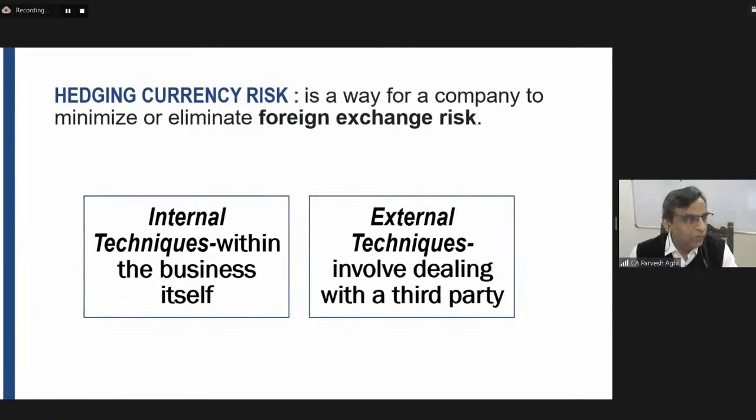Broadly, we can classify these techniques into two: internal techniques within the business itself, and external techniques involving dealing with a third party. So there are two kinds of techniques through which you can manage your foreign exchange risk. First, internally by the business itself without taking any support from outside. The second is external techniques involving a third party, a bank, a stock exchange or any other party through which you can try to hedge your transaction. So let's understand these two techniques. They're very interesting, and most of your questions will be from this topic.